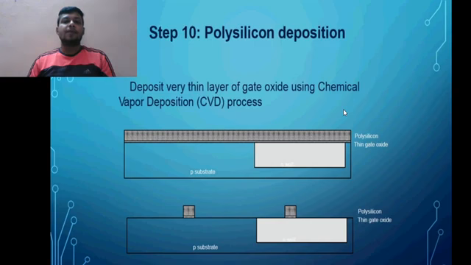In this step, again, a polysilicon layer is added using chemical vapor deposition. So here you can see that the polysilicon layer is added, and then there is a masking process, and these are the connections for the gate, and the rest of the layer is etched off.